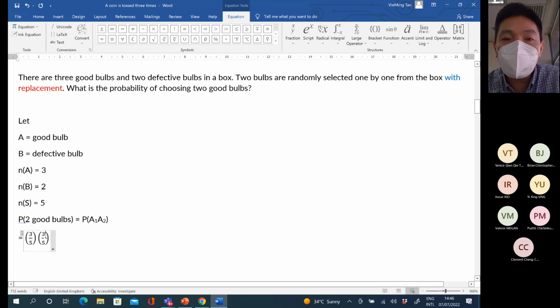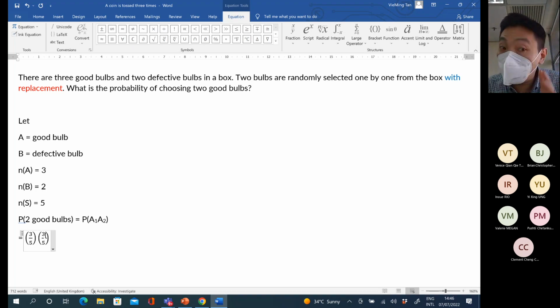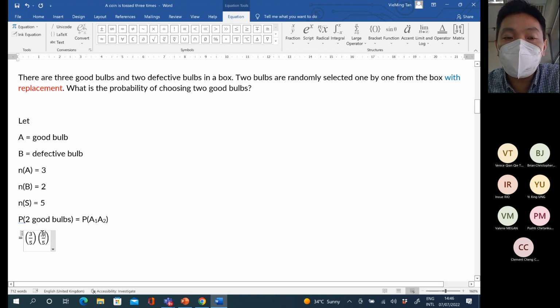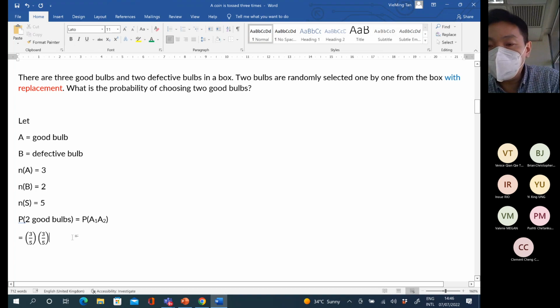Why? Because when we choose the bug the second time, the total number of bugs inside the box is still equal to 5, right? And the total number of good bugs in the box is still equal to 3. So this is the result for the second event for choosing good bug. Okay, then now we have to simplify. Bear in mind, because both of the bugs chosen all are with the same characteristics, as a result, we should only count 1 time.